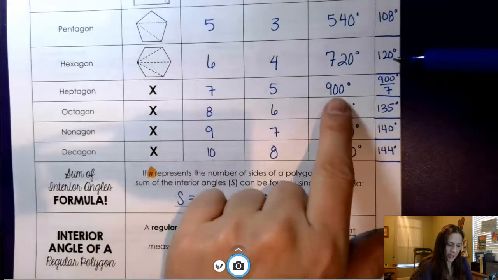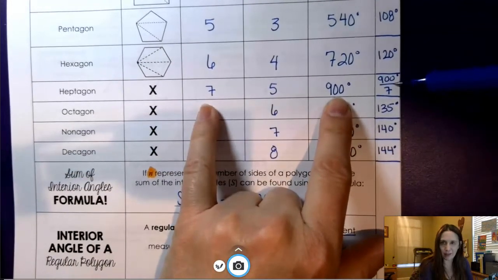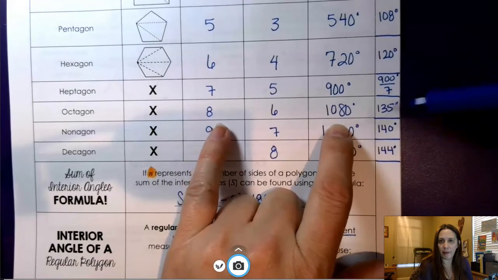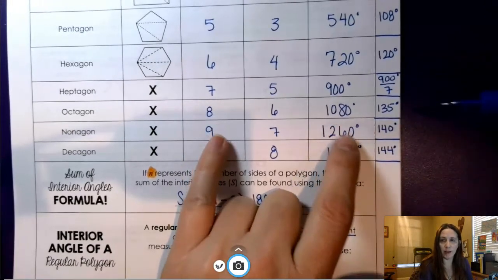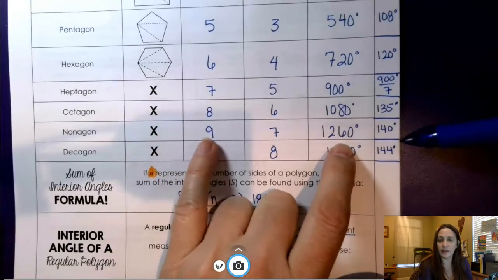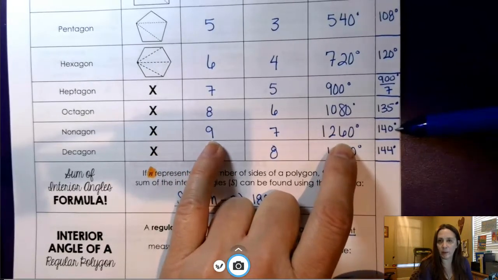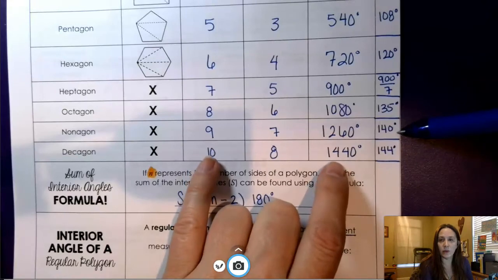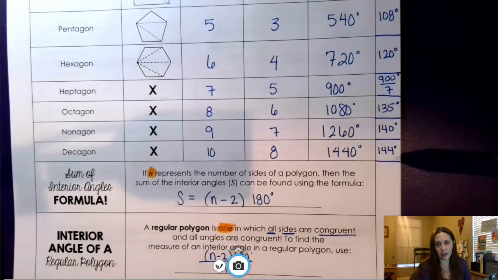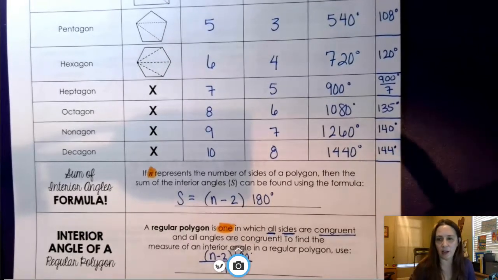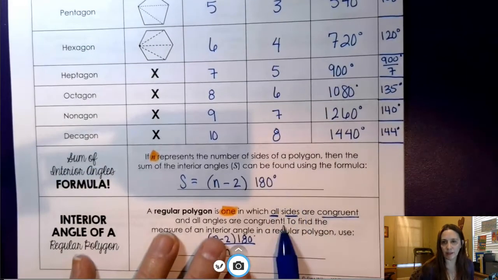720 divided by 6. 900 doesn't divide evenly by 7. 1080 divided by 8 is 135 for one angle of a regular polygon, or octagon in that case. 1260 divided by 9 is going to be 140 degrees. 1440 divided by 10 will be 144 for every angle of a decagon if it's a regular decagon. Regular, again, meaning all sides are the same and all angles are the same.